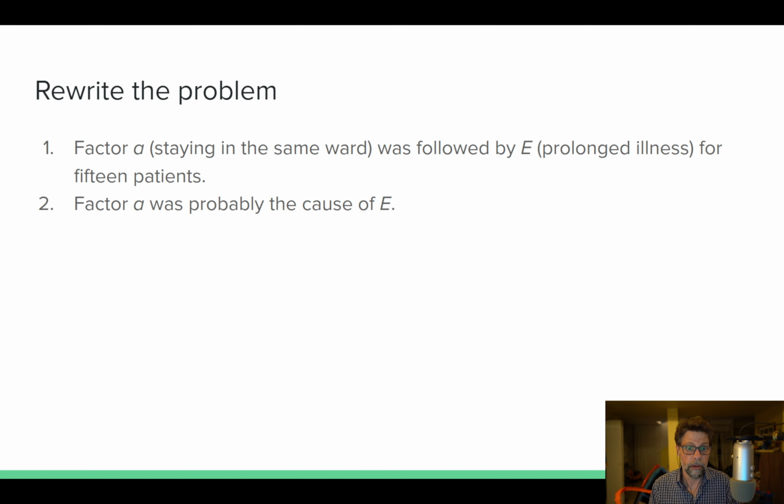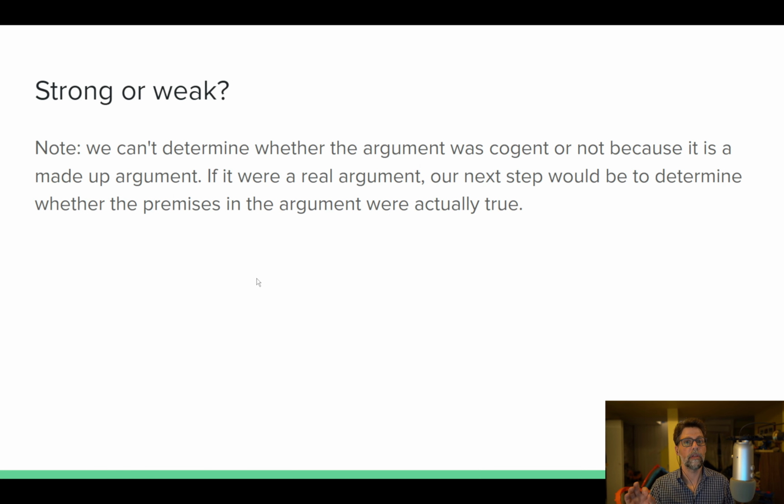There's one factor, and when it's there, you get the illness. So if there's a factor that's there, and then you get the illness, that's the method of agreement, right? What is it that these 15 patients have in common, such that they were all sick? They all agree in that they stayed in the same ward, right? That is the relevant factor. So you would say this is the method of agreement. Now, is it strong or weak? It's strong, right? It fits our pattern.